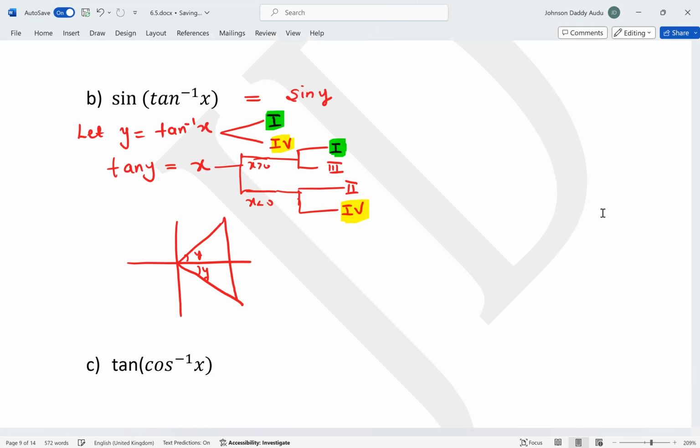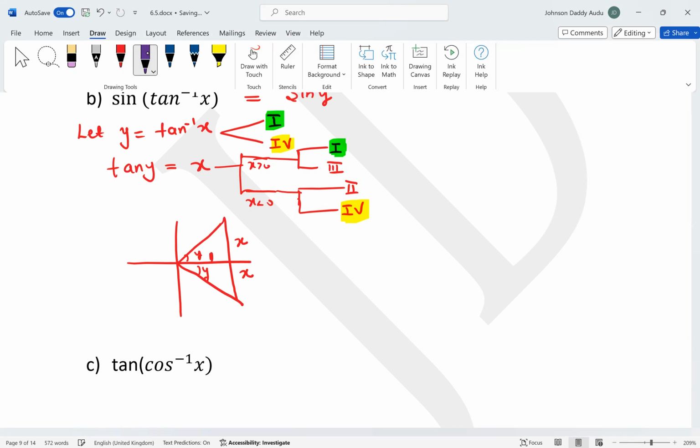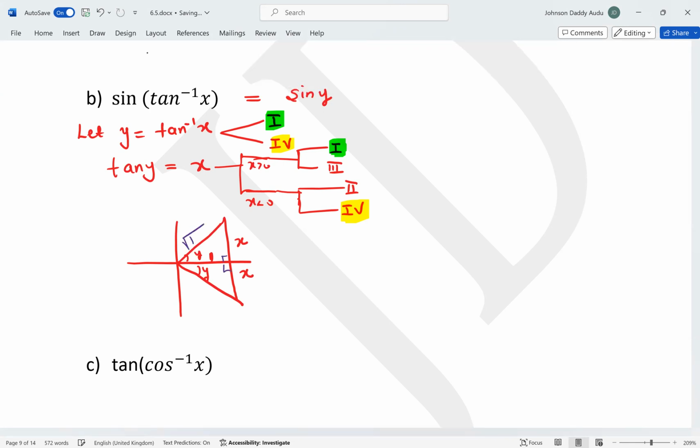Tan y is x. So it means this will be x, and this will also be x because tan is opposite over what? Adjacent. So it means the adjacent is 1, right? Yes. So by Pythagoras theorem, we can have the hypotenuse, which is just the root of 1 plus what? X squared, right? And here as well is going to be the root of 1 plus x squared. So it means that sine of y will just be what? Opposite over hypotenuse. So which will just be x over the root of 1 plus x squared.